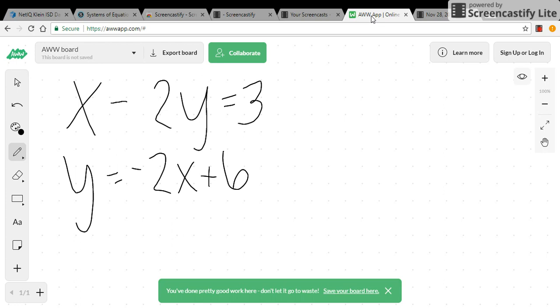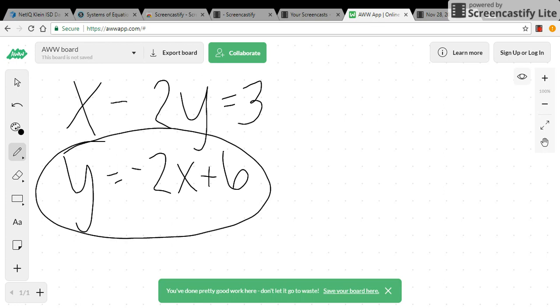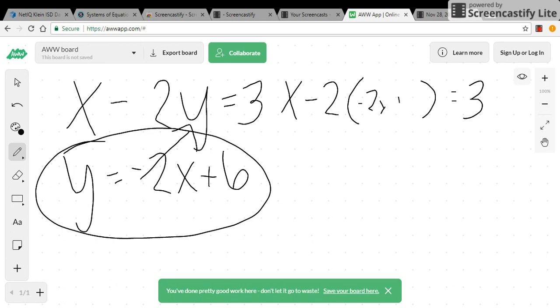Using substitution, I'm going to take this problem and I'm going to replace y in the first one. So remember, when we replace it, we're going to use parentheses and make the parentheses nice and big, and then equals 3. And instead of y, we're going to write what y represents now. y represents negative 2x plus 6. So inside here, we're going to write negative 2x plus 6. It's a terrible x, but fix it.